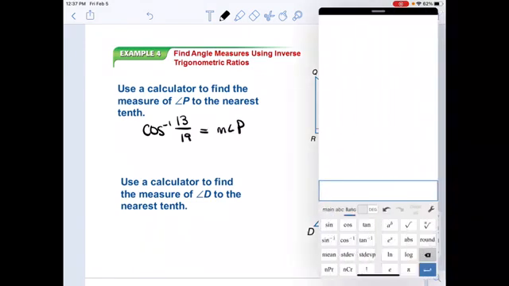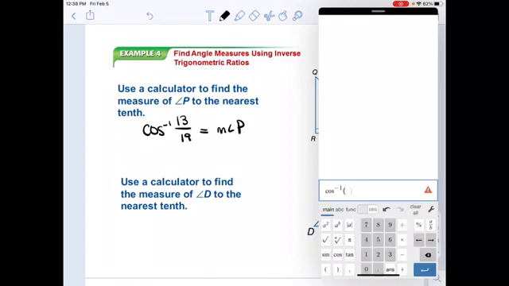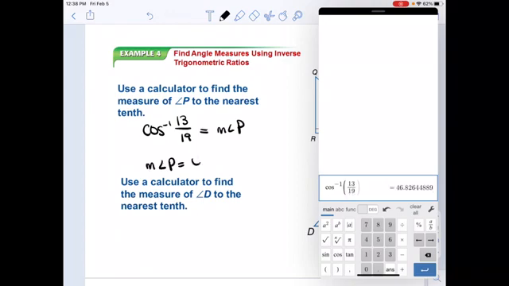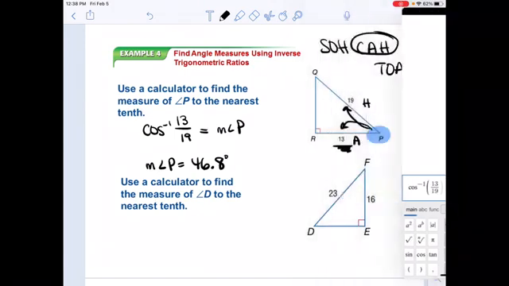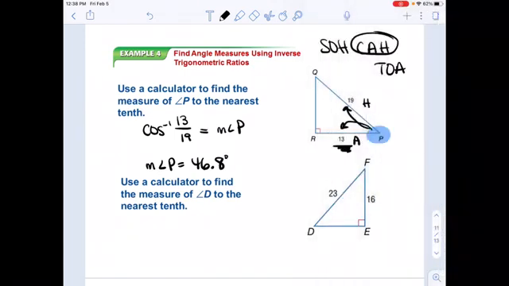Okay? So if we pull this up, we can go inverse of cosine and then plug in that 13 divided by 19. And it gives us that the measure of angle P is equal to 46.8, we'll say 0.83 and round up. Oh, it says tenth. Never mind, we'll just say 0.8 degrees. If we were then to find Q using a different trig function, we know it would have to add to equal 90 with 46.8.